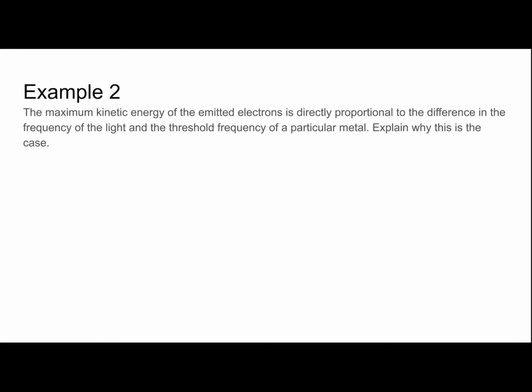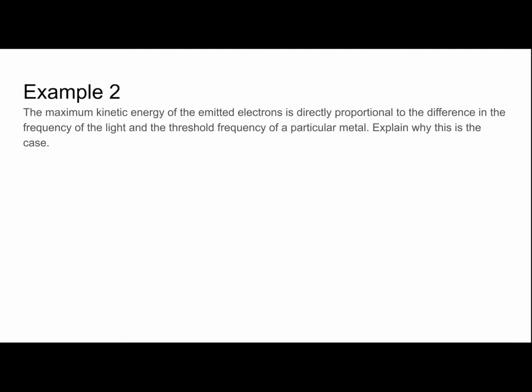Alright, so the maximum kinetic energy of the emitted electrons is directly proportional to the difference between the frequency of the light and the threshold frequency of that particular metal. Explain why this is the case. Have a go at this question, and when you're ready, keep watching the video to find out the answer.